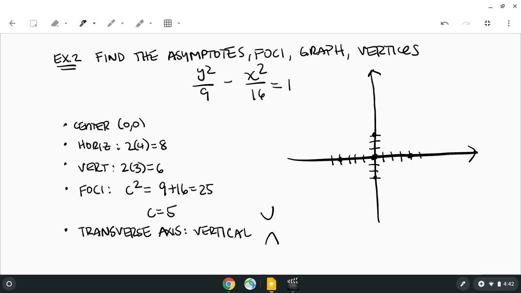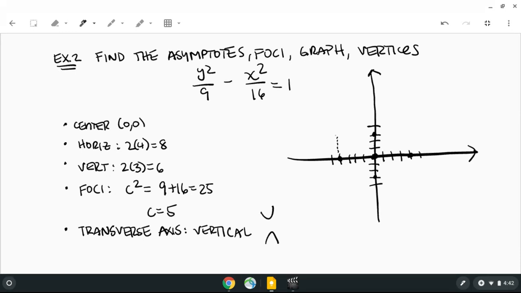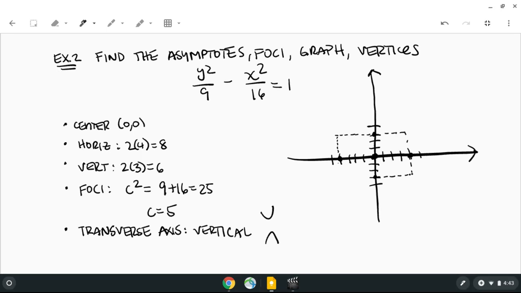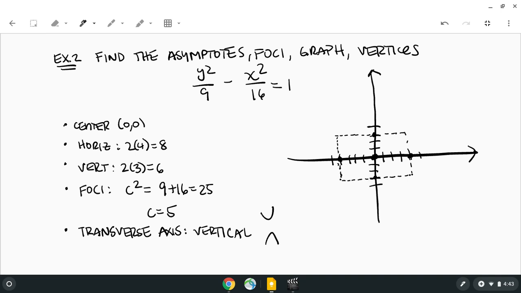Okay. So now I can do my X box. So we can see here that even though the vertical axis is shorter, it doesn't matter that it's shorter. My hyperbola will still be vertical, even though this is the shorter distance compared to the horizontal axis, right?